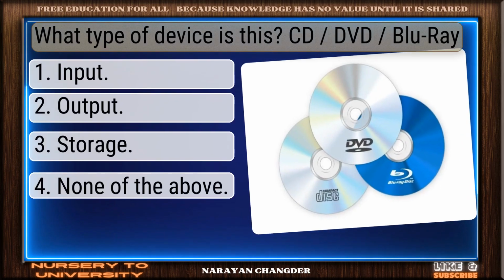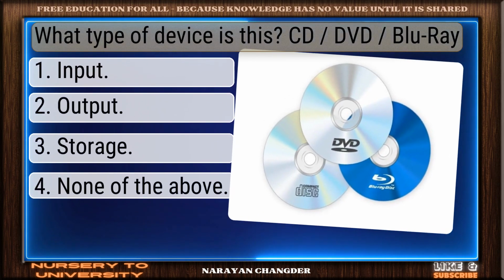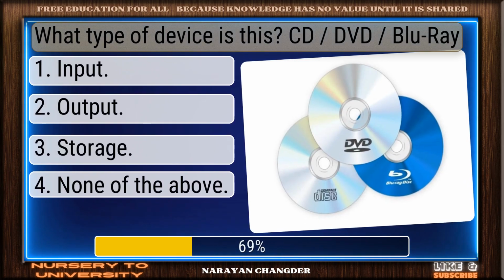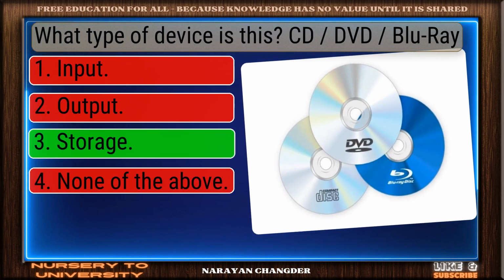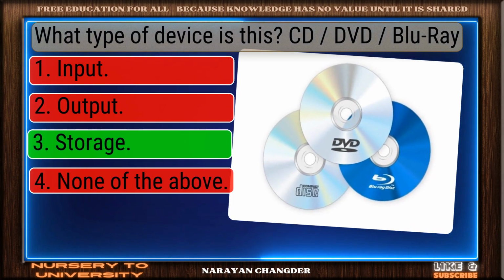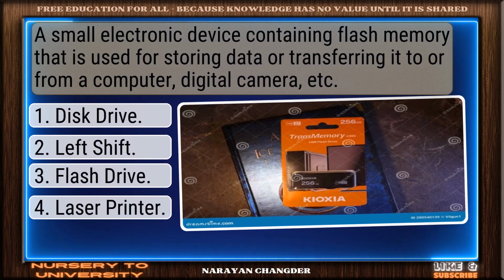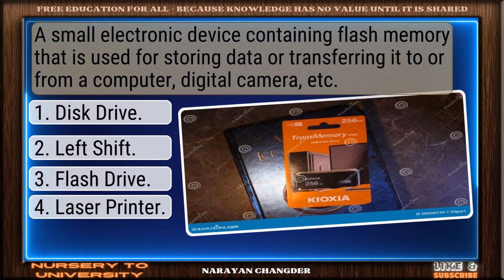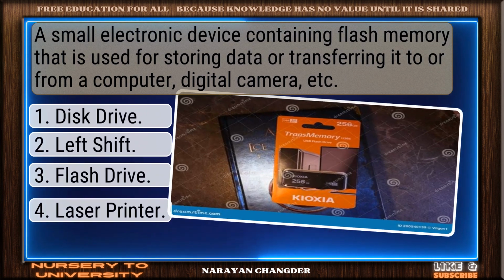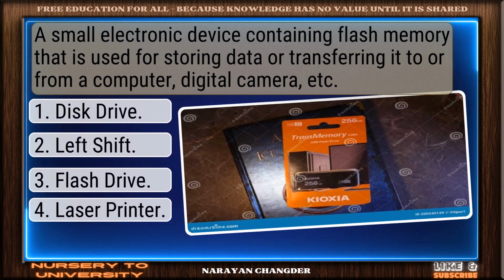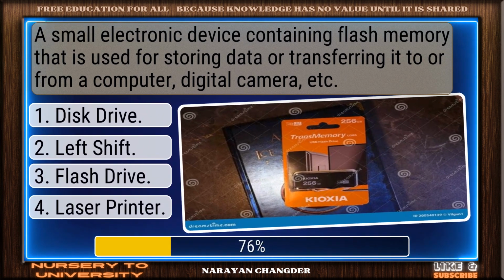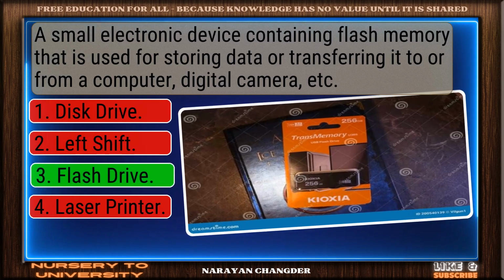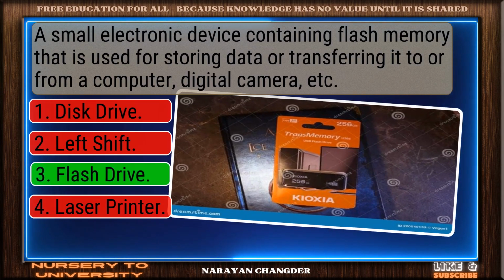What type of device is this? CD, DVD, Blu-ray. Sharp thinking. Storage is the right choice. A small electronic device containing flash memory that is used for storing data or transferring it to or from a computer, digital camera, etc. Perfect. Flash drive is the correct choice.